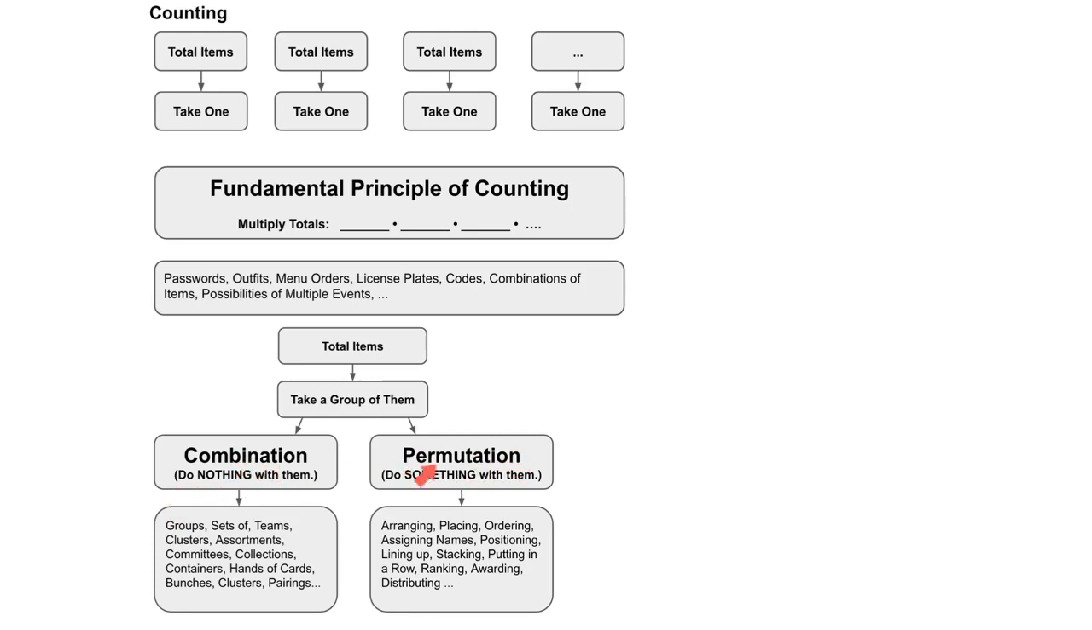But when you take this group of things and then you start doing something special with them, like arrange them, place them, order them, assign names to them, then it's a permutation calculation. To do those actual calculations on your calculator, you'll have to watch that in a separate video.